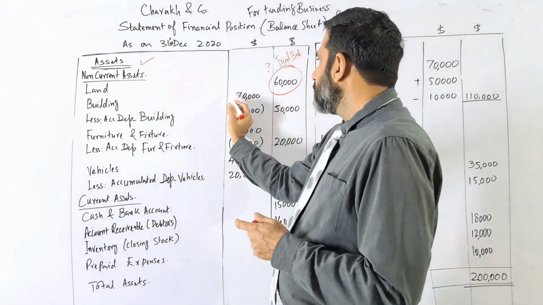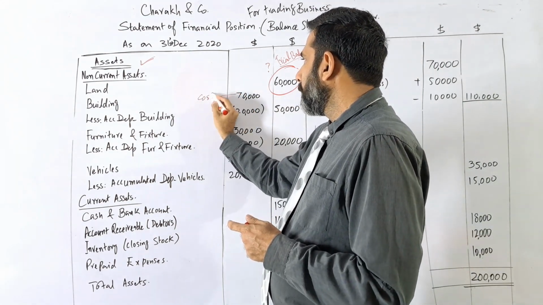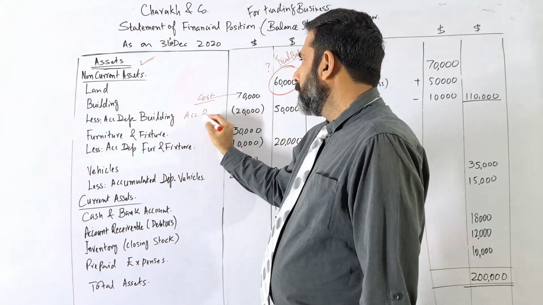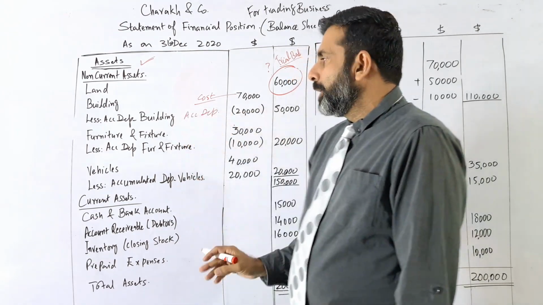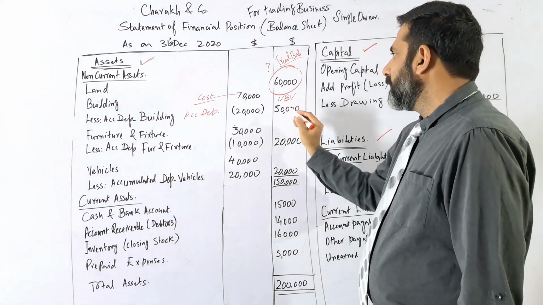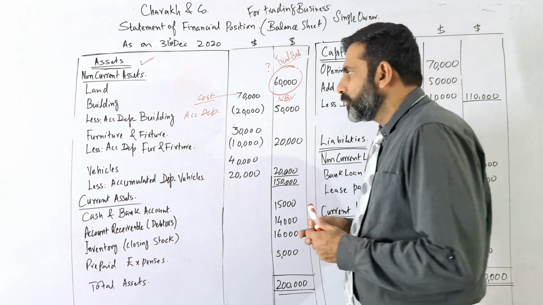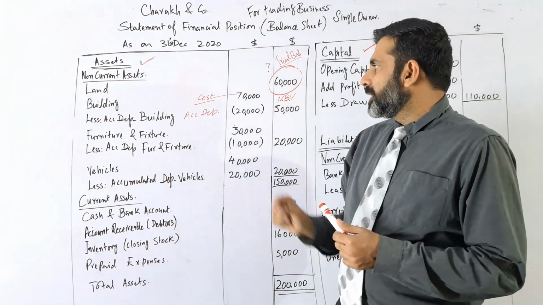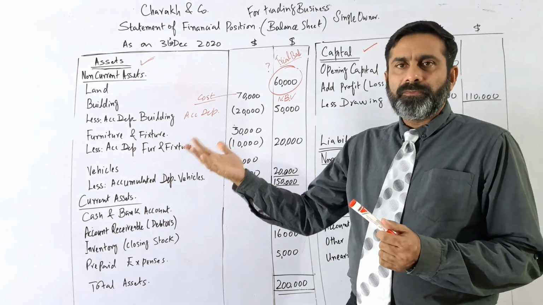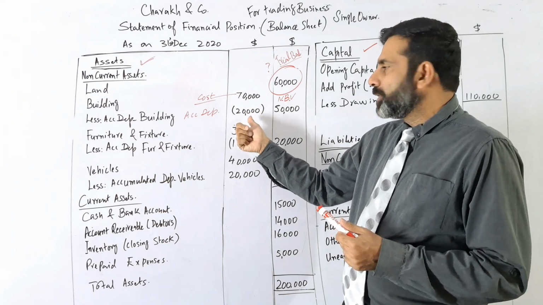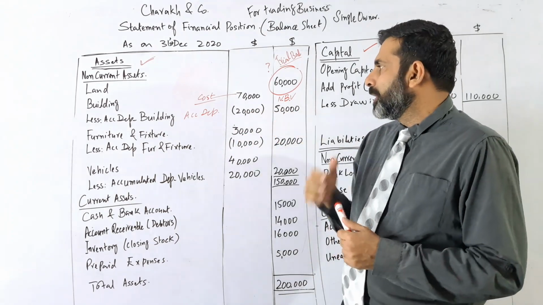So here we have three things. The first one is the cost. This is the accumulated depreciation, and this one is the book value, or the net book value of the asset. So when this building was purchased, the value was 70,000. In the last 2, 5, 10 years, however many years it is used, it is depreciated by 20,000. So now its net book value is 50,000.